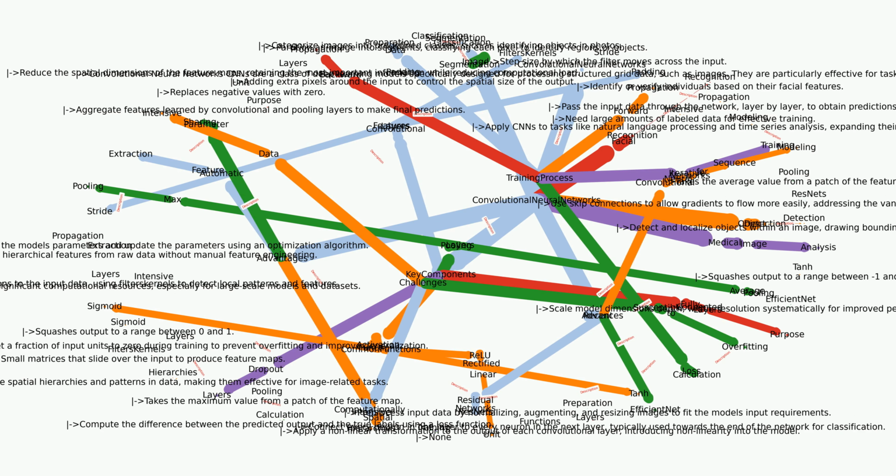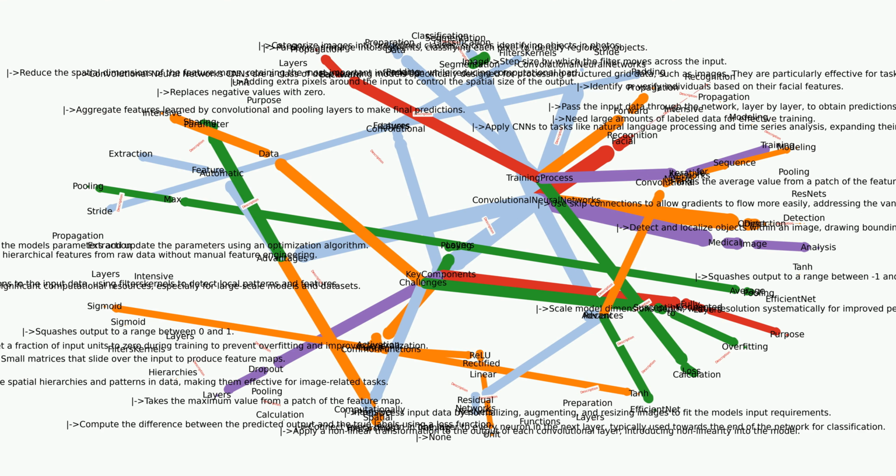Apply convolution operations to the input data, using filters (kernels) to detect local patterns and features. Features. Filters (kernels): small matrices that slide over the input to produce feature maps. Stride: step size by which the filter moves across the input. Padding: adding extra pixels around the input to control the spatial size of the output.